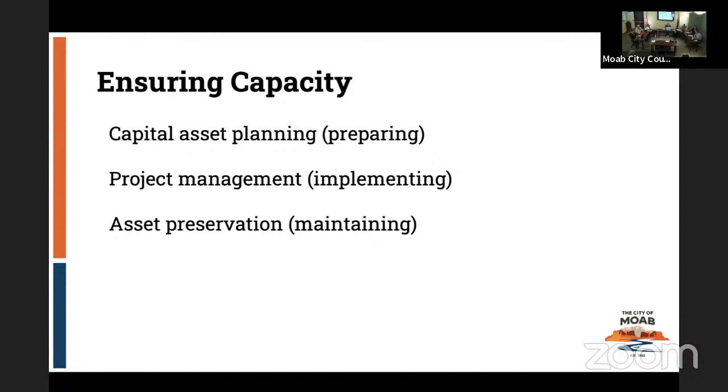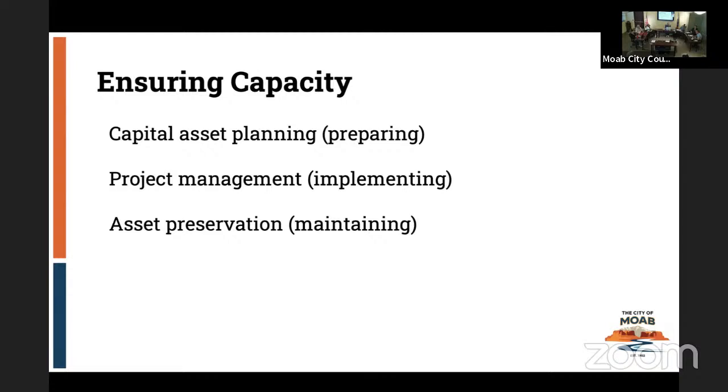Project management, once it's time to actually do the project. These are city projects. Contractors are going to be doing the vast majority of them, but it takes a significant amount of time to manage that if we're going to do it right. So we need to make sure we have that kind of capacity in place. And then the last piece is asset preservation. And that's a lot of what our works staff do right now. We need to make sure that they are prepared to do that for assets that are coming back online and any new assets that we bring to the table as part of this process. So preparing, implementing, and maintaining in terms of building capacity and having the right capacity in the city.